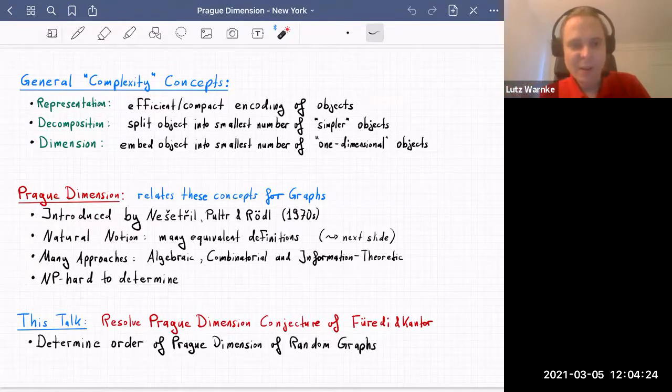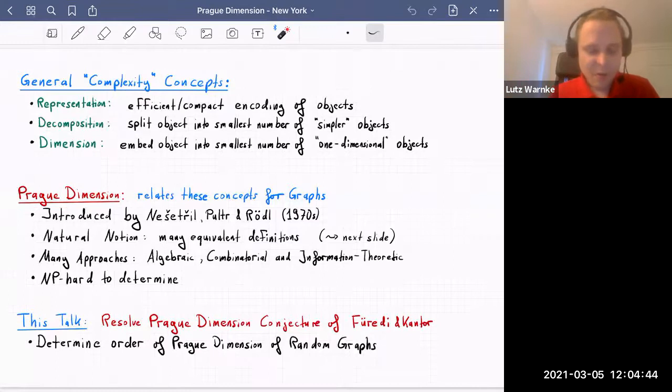One thing that's nice about this Prague dimension is that there are many equivalent definitions that arise in different contexts. There is a way to describe or study it using algebraic techniques. There are combinatorial techniques with which you can look at the Prague dimension, and you can also look at it through the lens of information theoretic techniques. So there are many equivalent definitions in different contexts, which indicates that this is quite a natural notion of dimension. So it's a good notion.